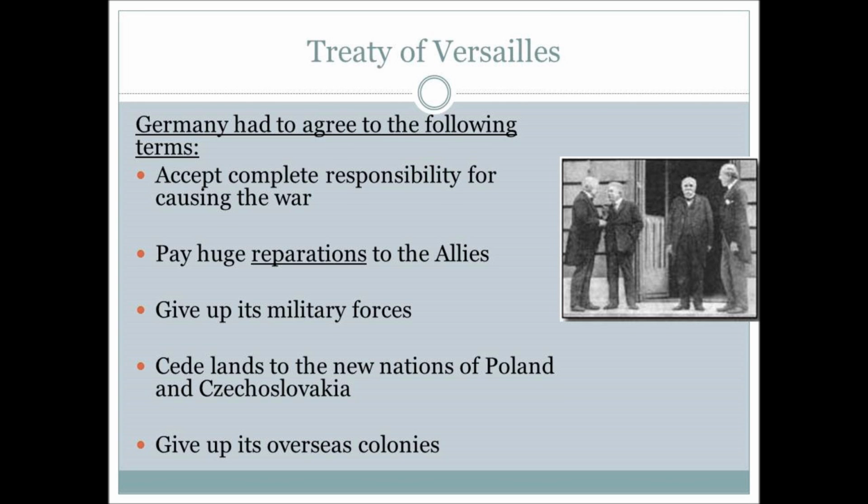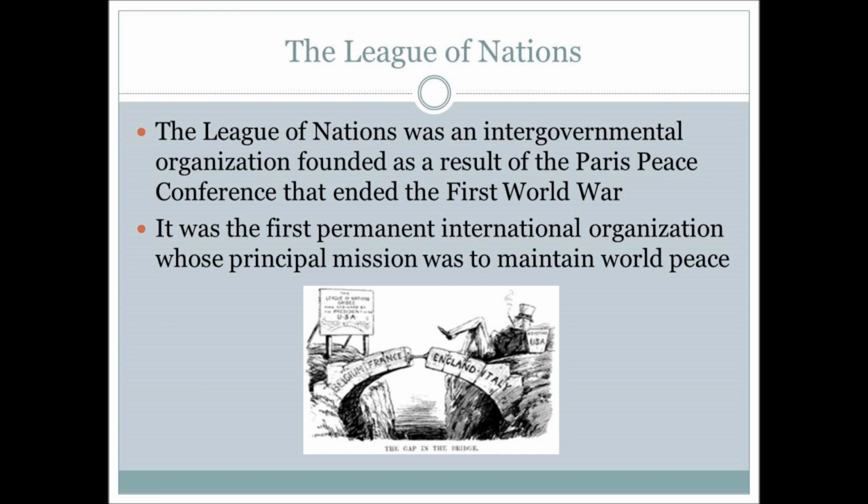Among these ideas that Wilson had was to create a League of Nations. All right, and the League of Nations was created at this time, a group of intergovernmental organizations founded as a result of the Paris Peace Conference that ended the First World War. It was the first permanent international organization whose principal mission was to maintain world peace. And it sounded like a great idea. Wilson proposed it. Everyone loved it. The idea of all these countries working together to ensure world peace from here on out.